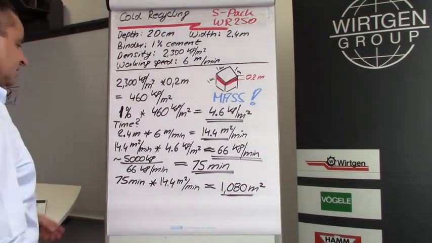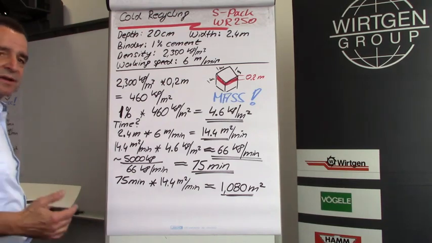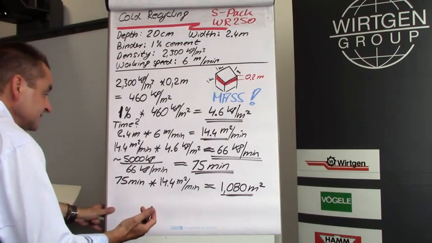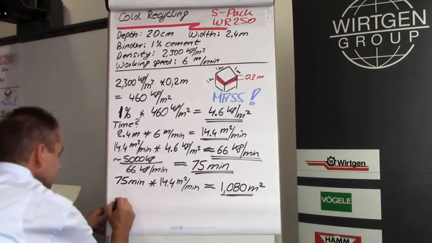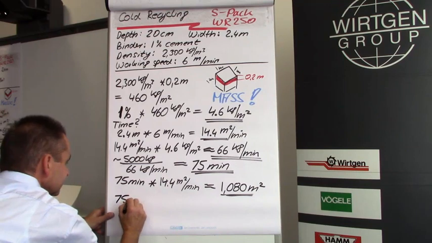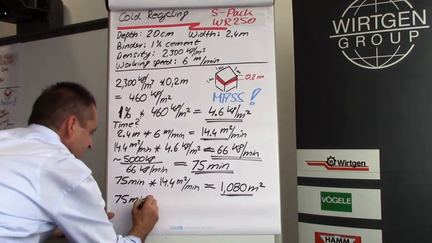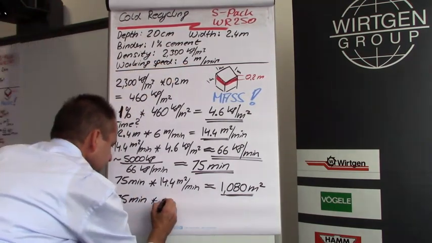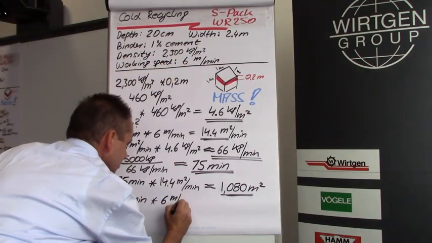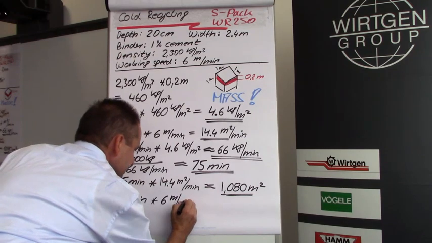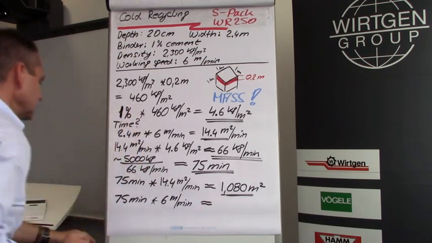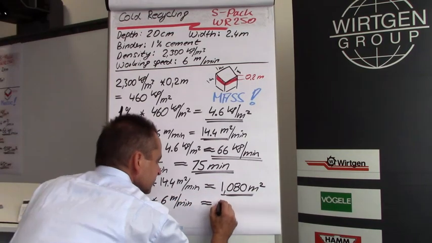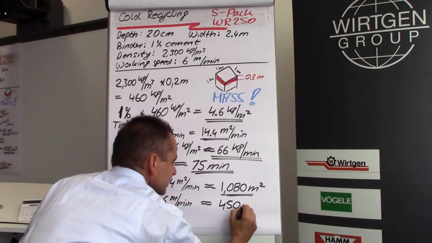And the last question could be how many meters we already moved with the machine. I think this also is an easy one. We know this machine is running for 75 minutes, with a speed of 6 meter per minute, then this will be 6 times 75, this is 450 meter.